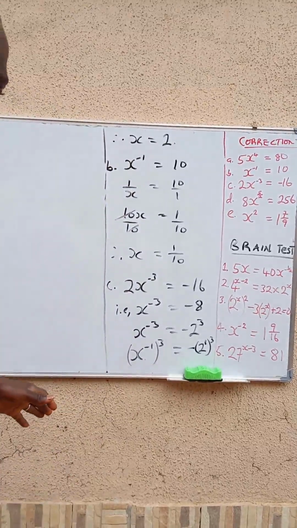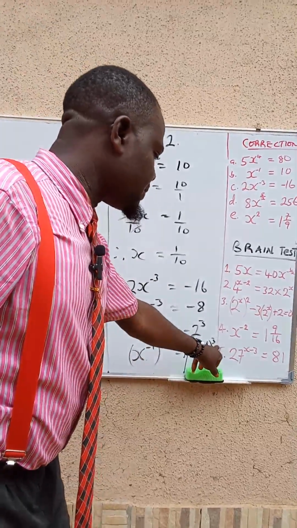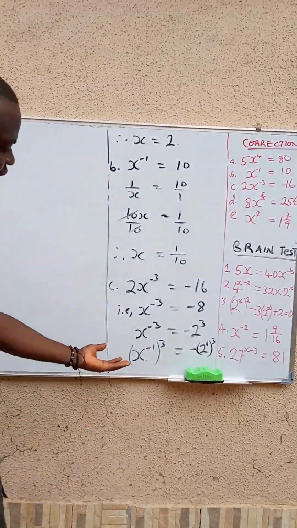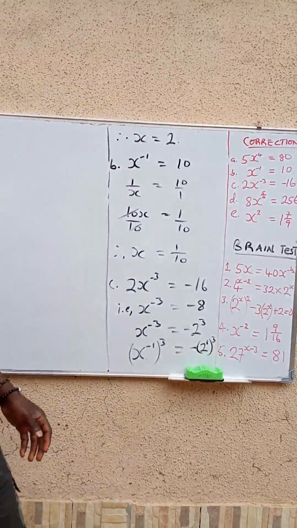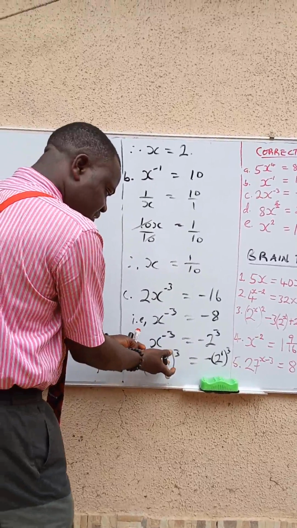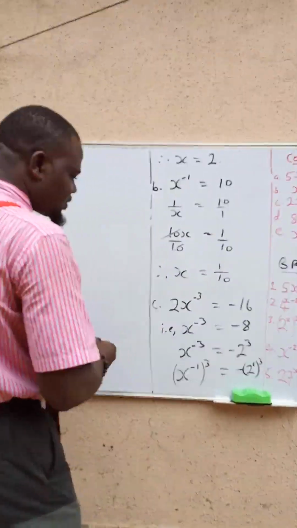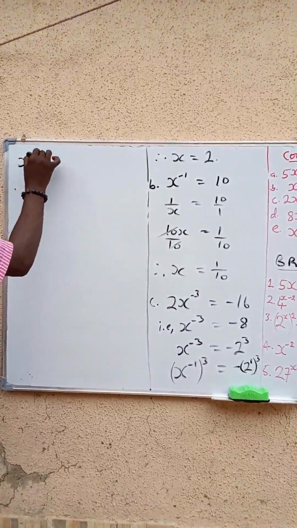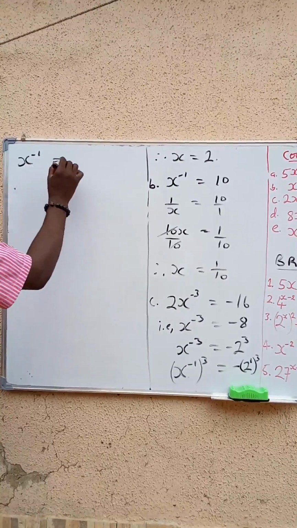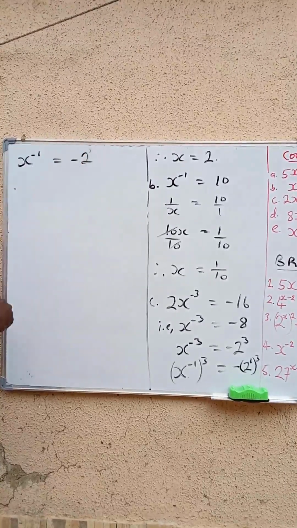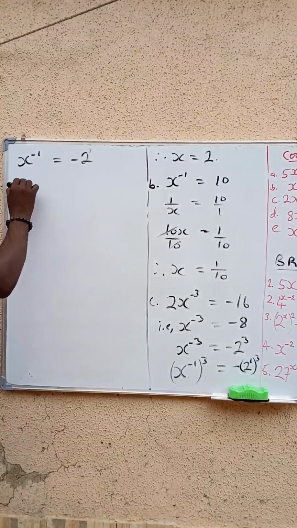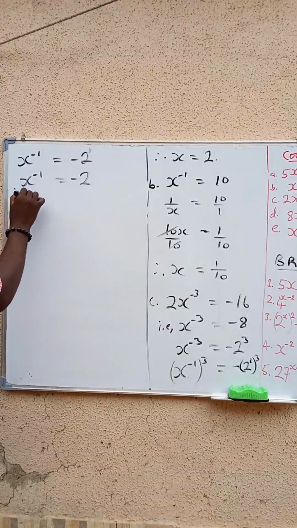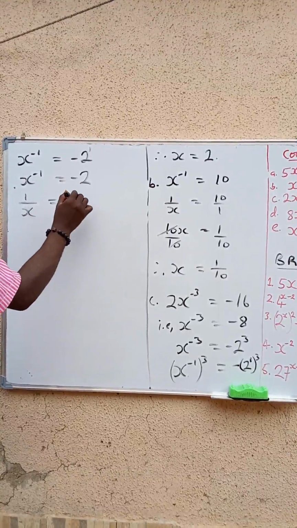Now, if you look at it critically, they have the same power now. This one has 3, this one has 3. So since they have the same power, I can equate what is inside. The first power, I'm not talking of the one inside the bracket, 3 here, 3 is here. So since they have the same, I'll leave the 3. I'll come in this one. x raised to the power of minus 1 is equal to minus 2 raised to the power of 1. x raised to the power of minus 1 is equal to minus 2. 2 raised to the power of 1 is 2. 1 over x is equal to minus 2.